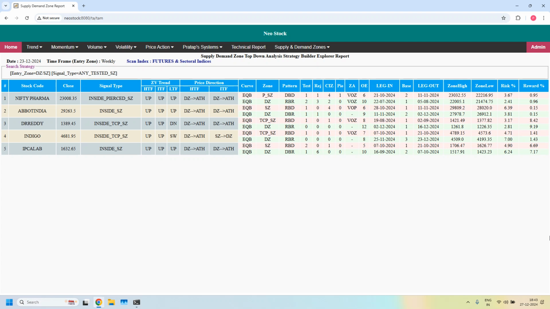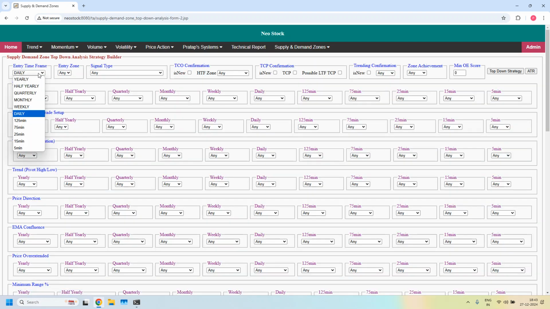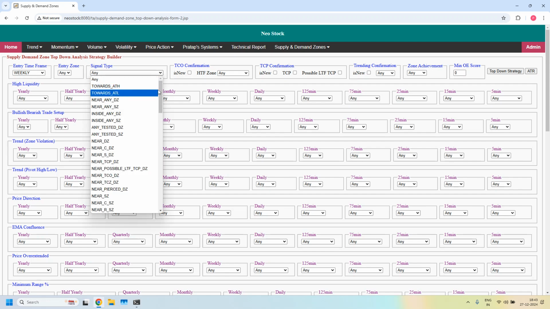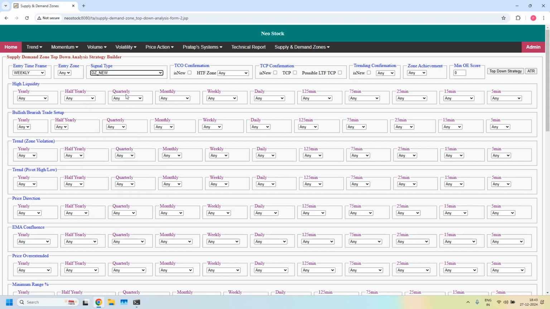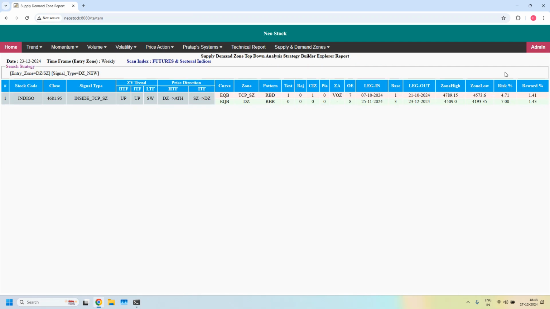Next, we will find newly created zones. For weekly time frame, the demand zones, stocks having the newly created weekly demand zones. Only this one stock having the newly created weekly demand zone.